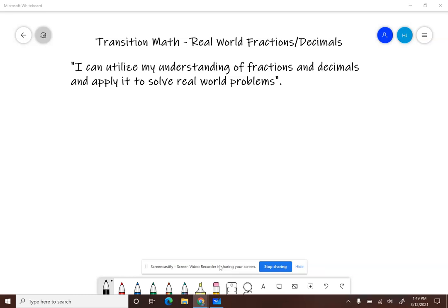All right, so this week in transition math, we're going to be talking about real world fractions and decimals. And again, our mission, as stated here, is I can utilize my understanding of fractions and decimals and apply it to solve real world problems.